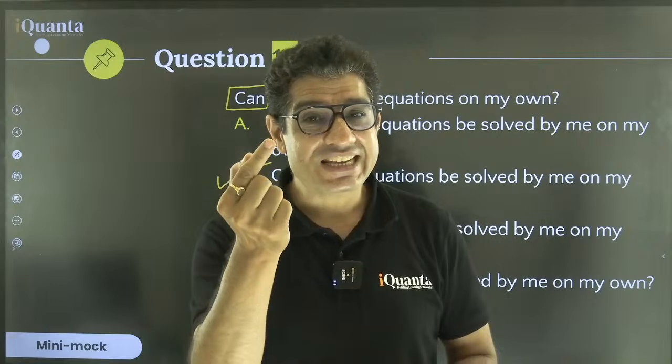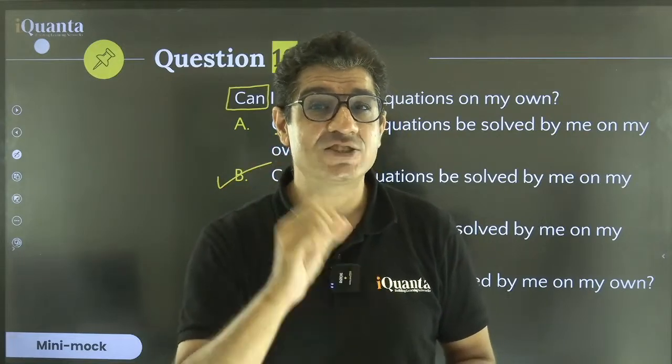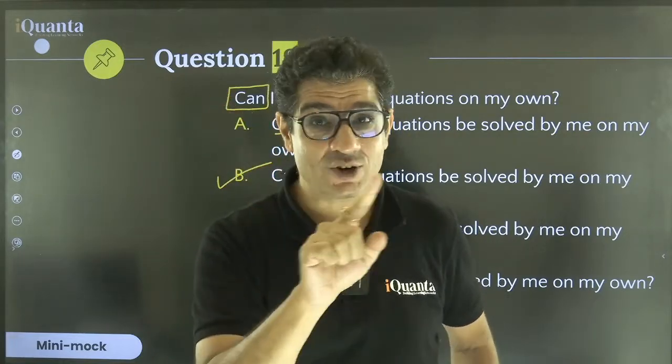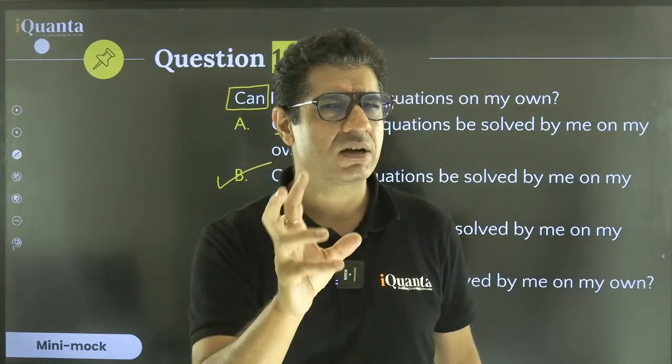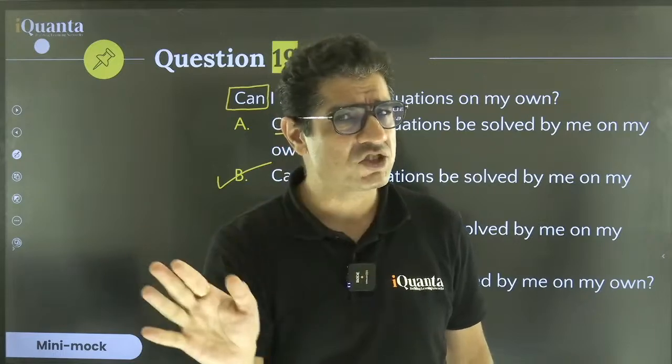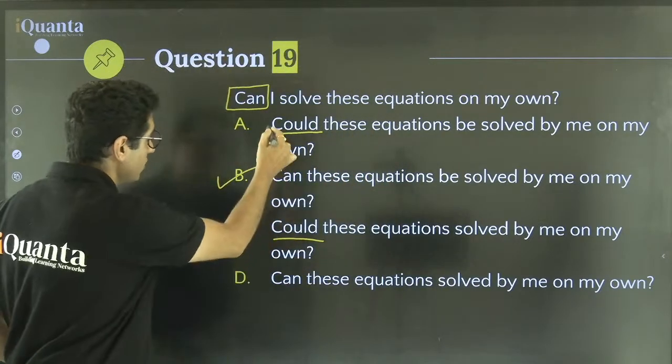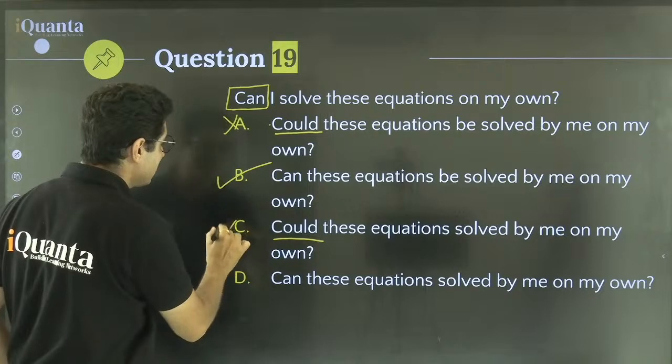So when you change can to could, you are changing the tense, you are going from present to past. That's not legit. In fact, whenever you come across any modal auxiliary verb in an active passive voice question, you never change it. So if you turn it into past, that's going to be wrong. So A and C are ruled out.